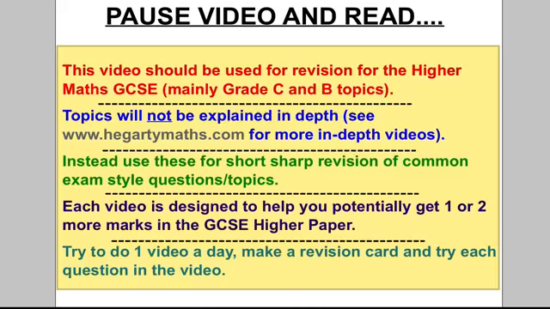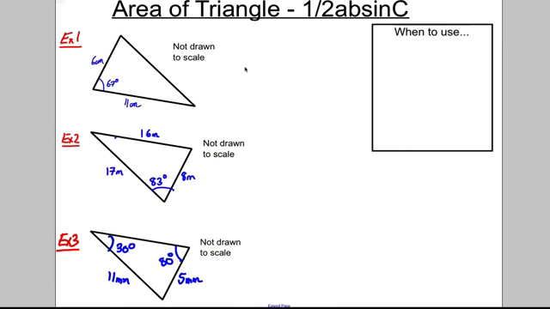So what I'm going to do is you take a revision card down based on my examples, and then you're going to try an exam question. For more detailed explanations, look at the website. This is just purely for revision. So we're talking about the area of a triangle using a half AB sine C.